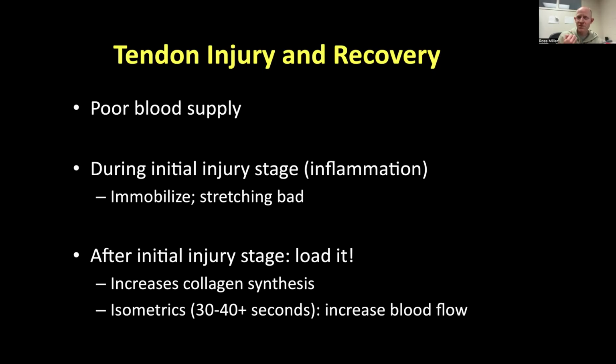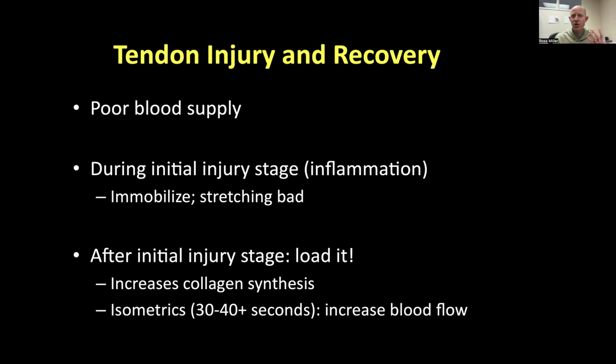Now you might be a little confused there. You might think, Dr. Miller, you just told me tendons don't have much blood supply. So why would doing an isometric increase blood flow to something that doesn't have much blood flow? And I don't particularly know the reason for this, but the reason that tendons have poor blood supply is not often because they lack the vascular connections.